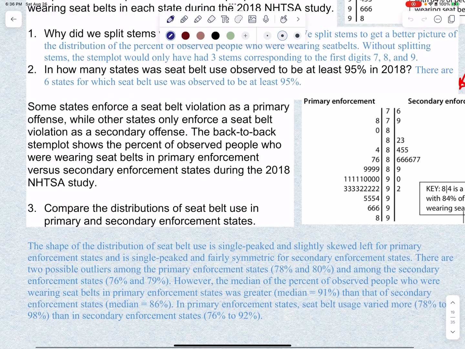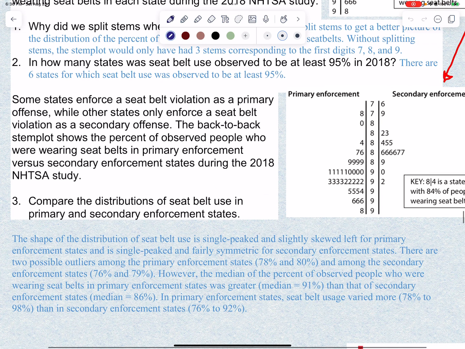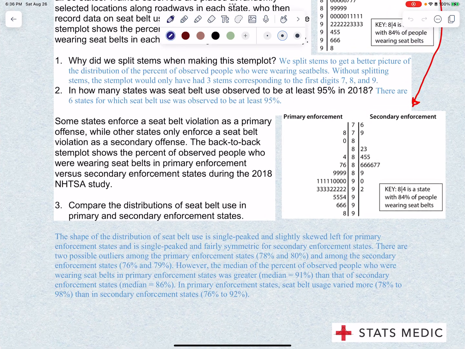When you compare the data, you need to use words like higher, bigger, smaller, and then you're also going to have to use specific data. So go ahead and read these and do your check for understanding, and I hope you solve this well.